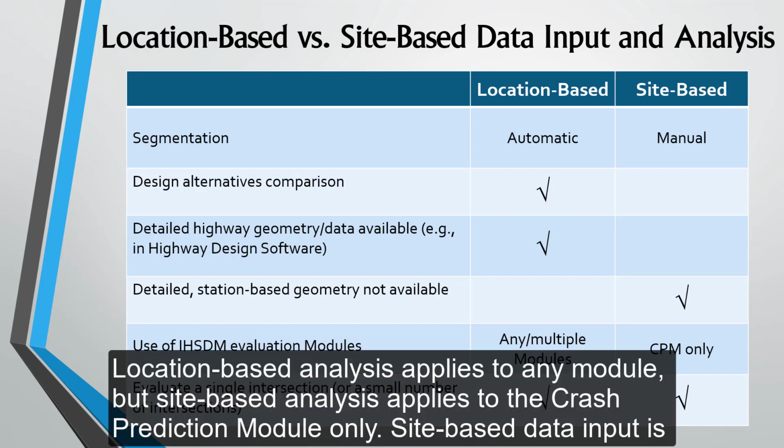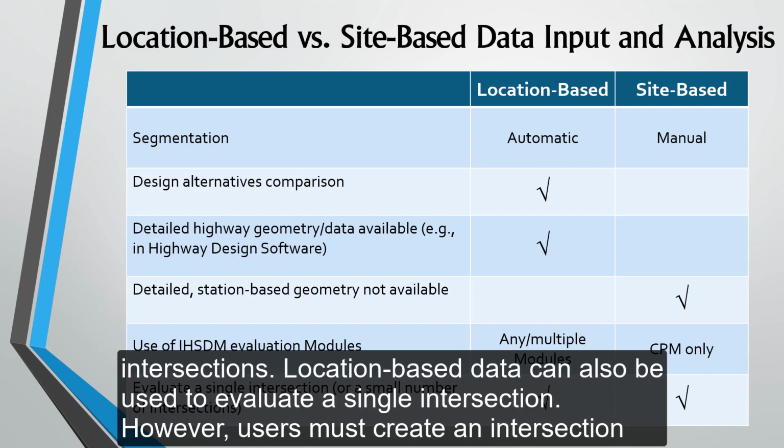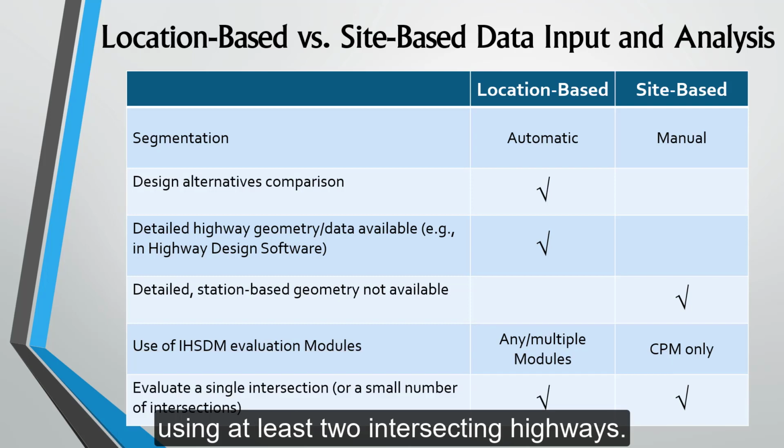Location-based analysis applies to any module, but site-based analysis applies to the crash prediction module only. Site-based data input is useful for projects where detailed location-based geometry is not available. You may find site-based analysis particularly convenient for intersections. Location-based data can also be used to evaluate a single intersection. However, users must create an intersection using at least 2 intersecting highways.